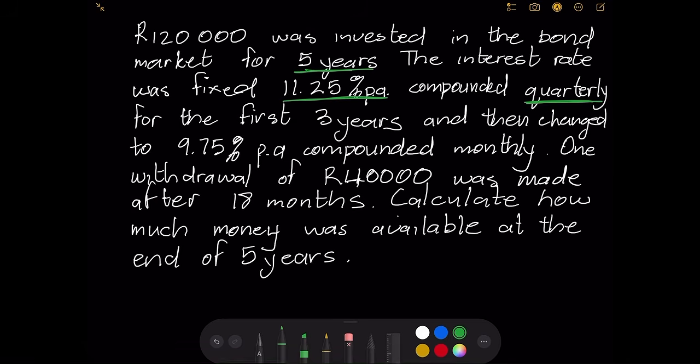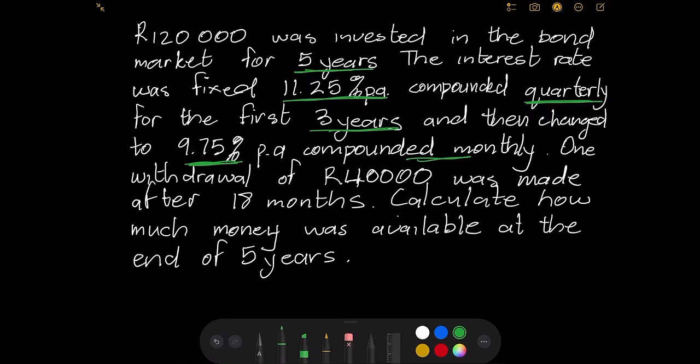And so we've given the time, and then they said it was invested at that rate for 3 years. And then changed to 9.75% per annum compounded monthly. So now we are changing the compounding period, right? So, the compounding amount, interest as well as the period. So in this case, they say one withdrawal of 40,000 was made after 18 months. Okay, so we are withdrawing an amount. And in this case, they want us to calculate how much money was available at the end of 5 years.